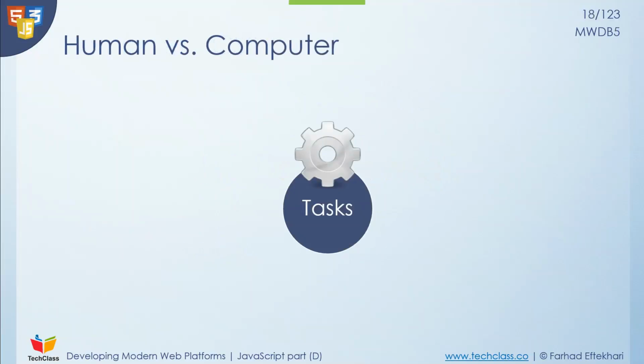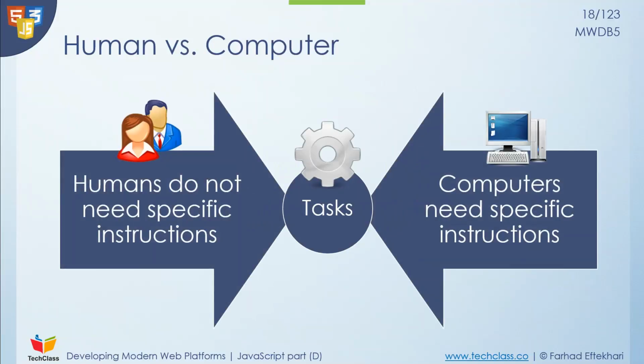Now let's discuss what's the difference between humans and computers when you want them to do some tasks. Humans do not need specific instructions, but computers do. You cannot tell a computer to go and make this website beautiful, or change the color of some text or text box, or make it a little bit bigger or a little bit smaller. So it needs to be very specific.